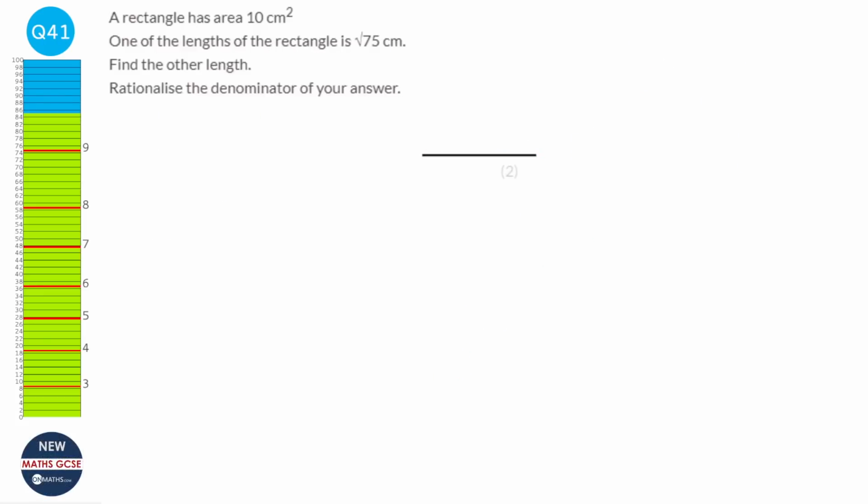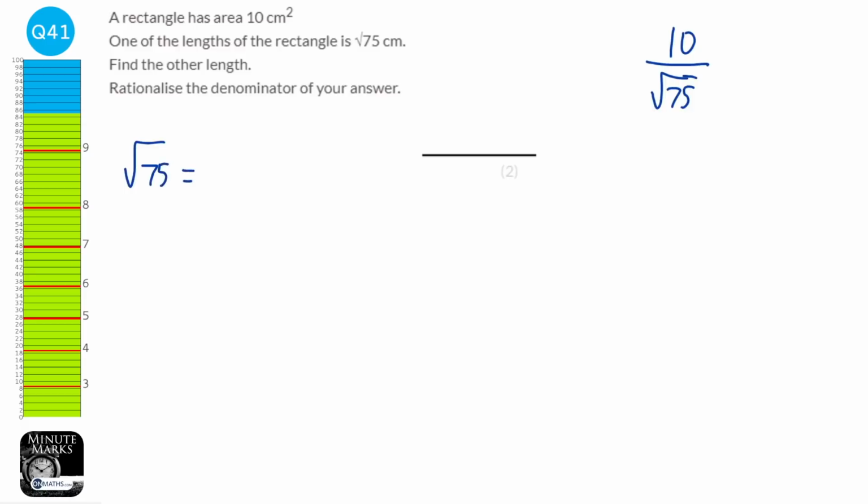So if the area of the rectangle is 10 and one of the lengths is root 75, to find the other length we do the area divided by the length given, and that will work out what the other length is. Root 75 though is something that can be simplified, so let's simplify that. It's root 25 root 3, so it's 5 root 3.